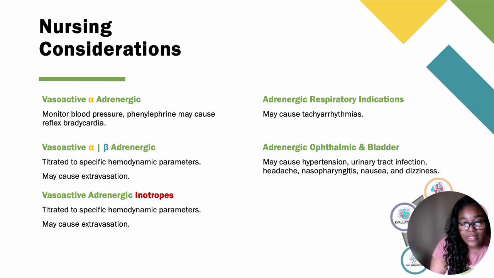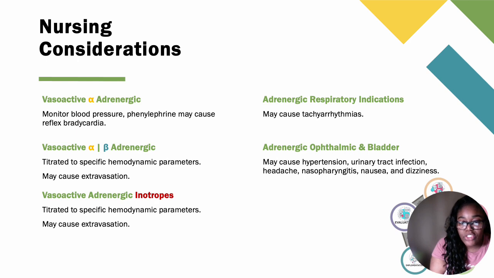So here are our nursing considerations. For vasoactive alpha adrenergics, you want to monitor blood pressure. Phenylephrine may cause reflex bradycardia. For your vasoactive alpha and beta adrenergics, you want to know that they are titrated. They are weaned up and down based on hemodynamic parameters, and they may cause extravasation in your veins. Vasoactive adrenergic inotropes are also titrated based on hemodynamic parameters, and they may cause extravasation.